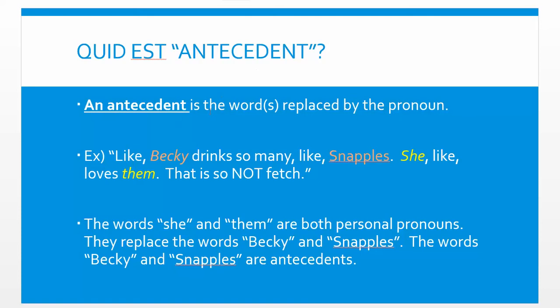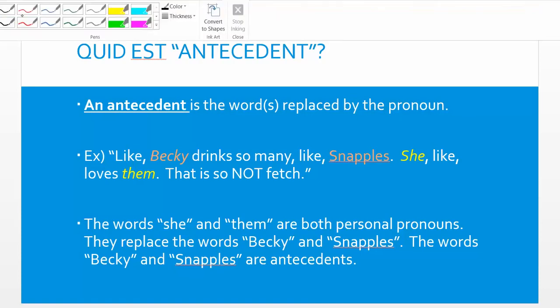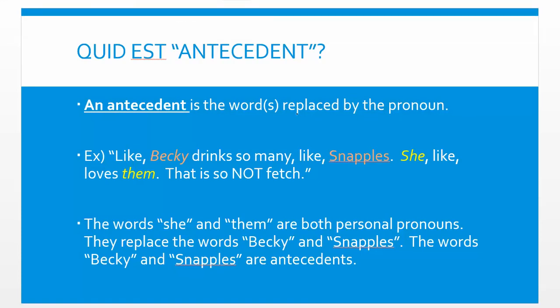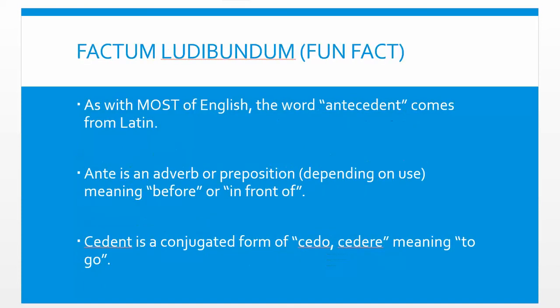So, the antecedent, this is a fancy word for the word or words that are replaced by the pronoun. So in our example with Becky and the Snapples, she and them are the pronouns, right? But the replaced words or antecedents are Becky and the Snapples. Okay? Pronouns replace antecedents.